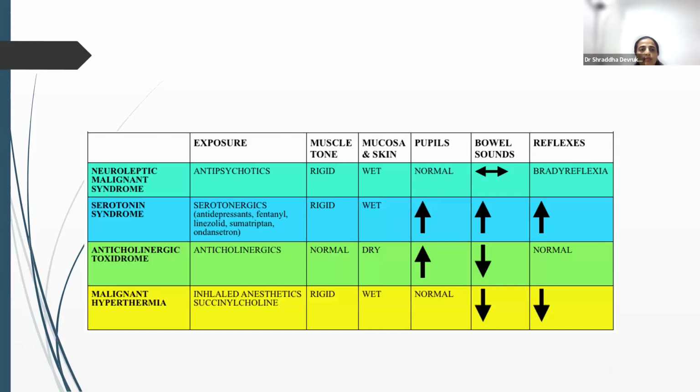So this is neuroleptic malignant syndrome. The symptoms are quite similar for all these syndromes. But in anticholinergic syndrome, the muscle tone is generally normal, while the skin and mucosa are dry, and the pupils will be dilated. In serotonin syndrome, there will be parasympathetic hyperactivity, an increase in bowel sounds, and the reflexes will be down in malignant hyperthermia. So this is the chart which will help us probably reach a diagnosis when we get a sudden emergency. And of course, the history will be very important in such patients.